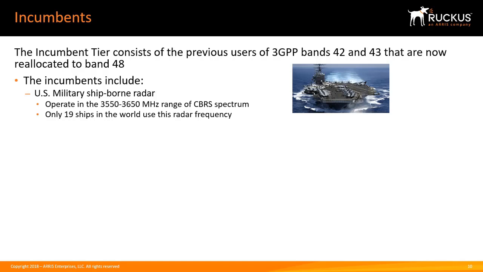Currently, there are only 19 ships with current generation radar in the world, and about 75% of this total have home ports in Norfolk, Virginia, San Diego, California, and Seattle, Washington. Future ships are expected to be deploying next-generation radars that will not impact the CBRS space.